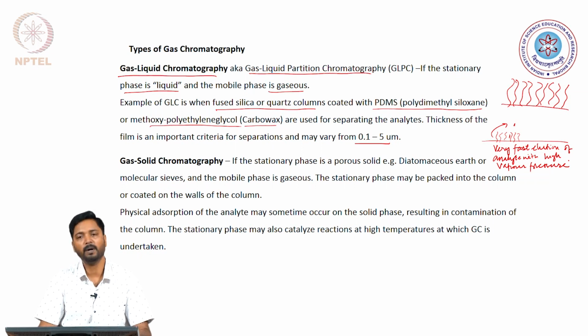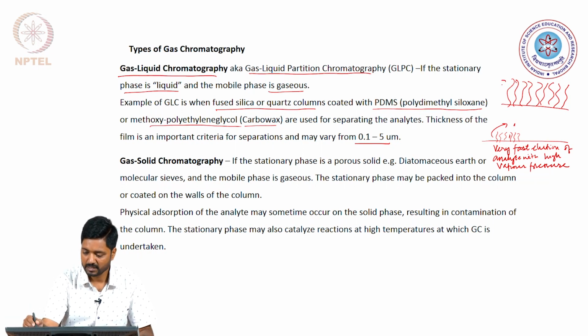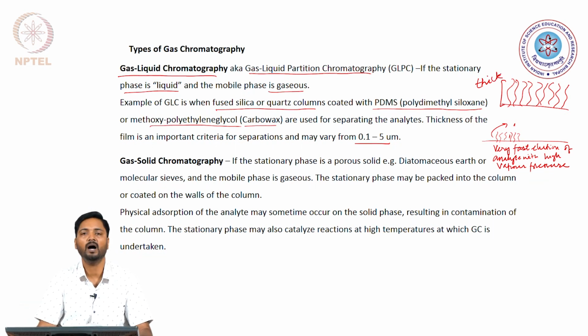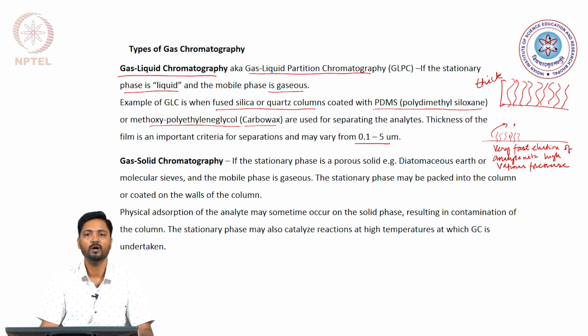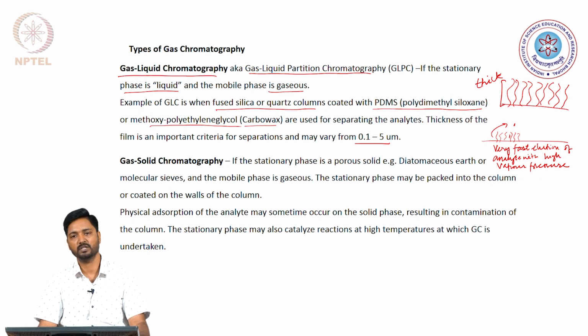For such compounds which have very high vapor pressure, columns with thicker stationary phase are more preferred, because they will allow the analyte to get partitioned into the liquid stationary phase more often, and the analyte will spend more time on the stationary phase compared to the previous column with a thinner stationary phase, and as a result we will achieve a more effective separation of such analytes.